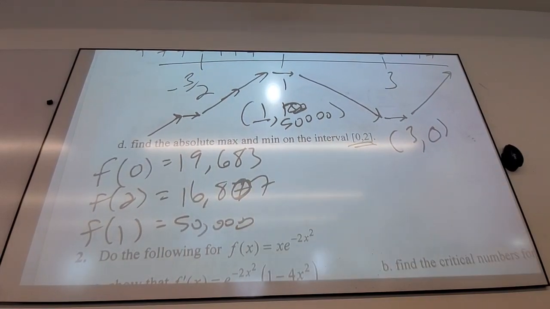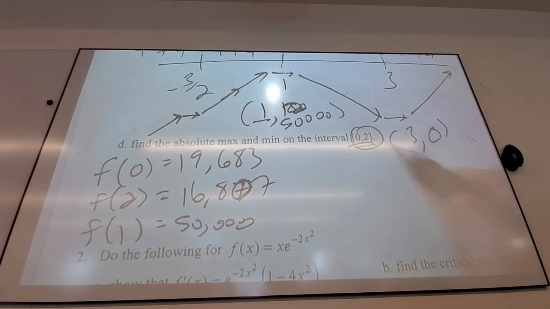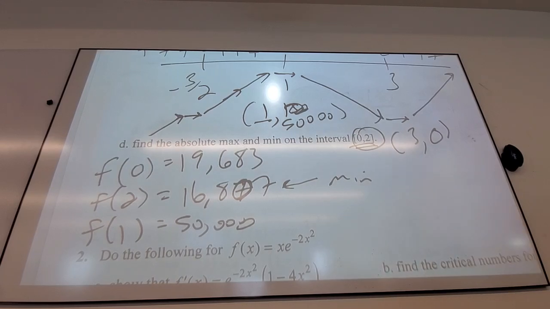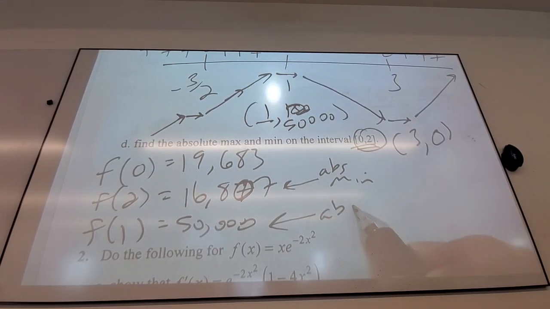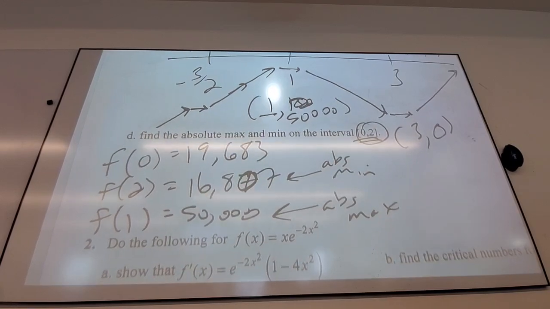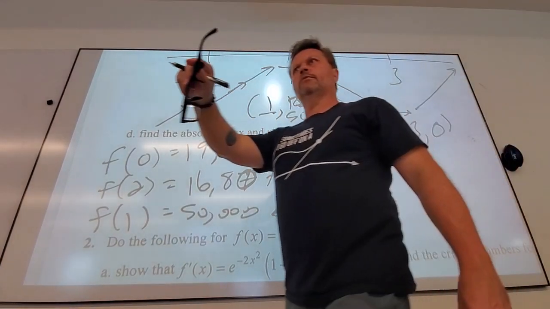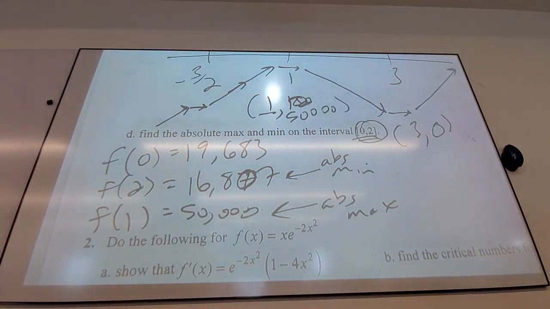16,807, you said? Yes. What's my absolute min on that interval? At x equals 2. Yes, my absolute min is there. And what's my absolute max? 50,000 is my absolute max. Where does my absolute max occur? At x equals 1. What is the max? 50,000. Where is x? x is 1.